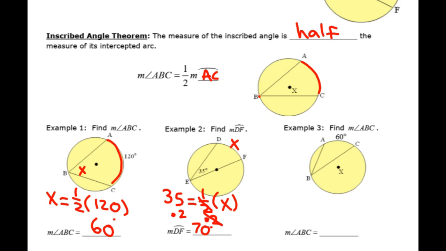Last one, let's call that x. How do I figure out this inscribed angle? This x is the center, but whatever. You can call it something else if you want. But half of 60 is the inscribed angle. What is that? 30. Okay?